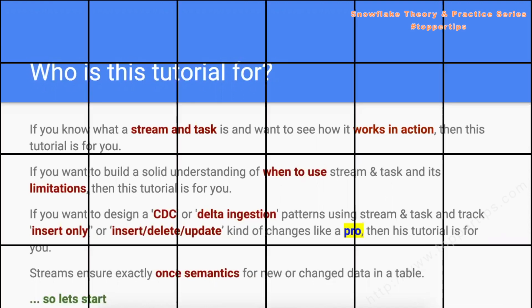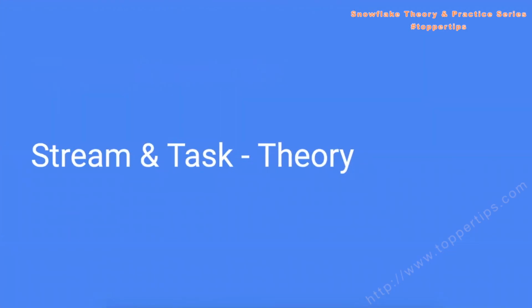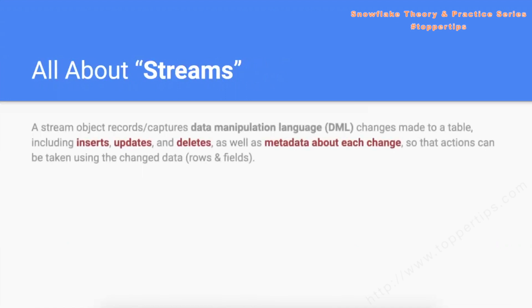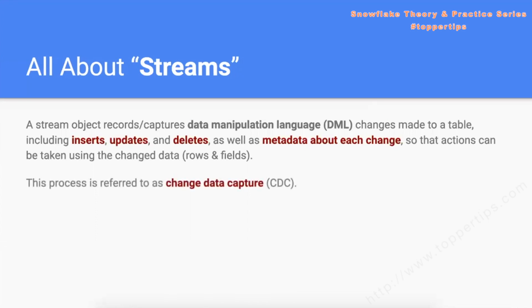So let's start. Let's go through a little bit of theory. All about a stream. A stream object records and captures data manipulation language changes made to a table, which include insert, update, and delete, as well as metadata about each change, so that action can be taken using the change data. This process is referred to as change data capture.